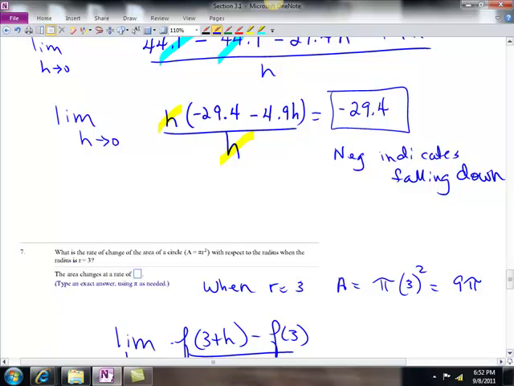Same idea though. Here is your main formula. You've got an x part of your point, that's 3. When r is 3, what is the area? 9 pi. So you've got 3, 9 pi. That's your point that we've been using with an x value and a y value.